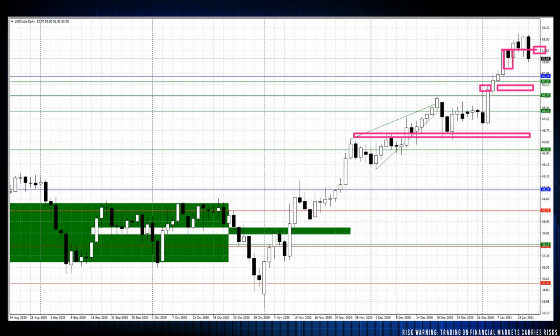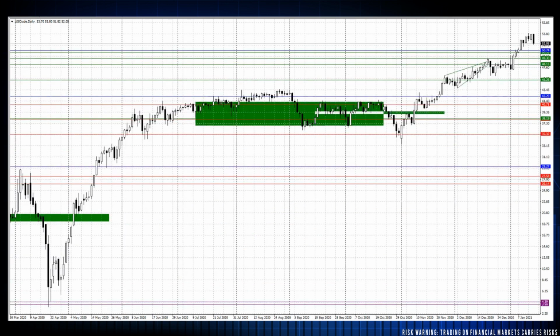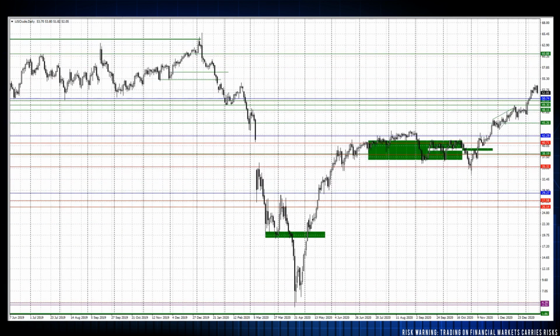Again, above 50, bulls are quite safe. With a daily close below 50, we might see lower levels, especially since from a bigger perspective, there is a little bit of rejection inside the supply zone. That's how I see the oil.